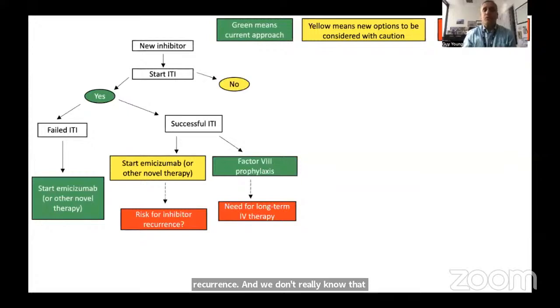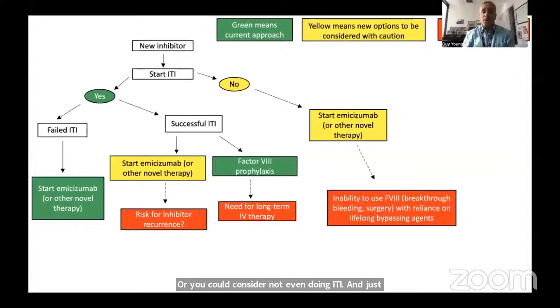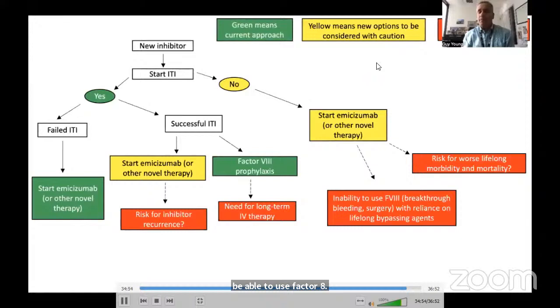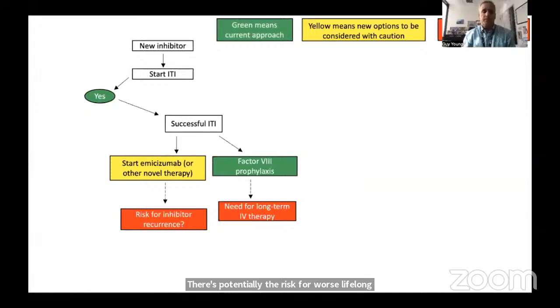Or you could consider not even doing ITI and just using emicizumab, so no ITI at all. But in this case, the cautions or limitations are that you'd probably never be able to use factor VIII for breakthrough bleeding, and you're going to have to rely on lifelong bypassing agents, and we know that's problematic and expensive. There's potentially the risk for worse lifelong morbidity and mortality, and there may not be an option for gene therapy in the future.